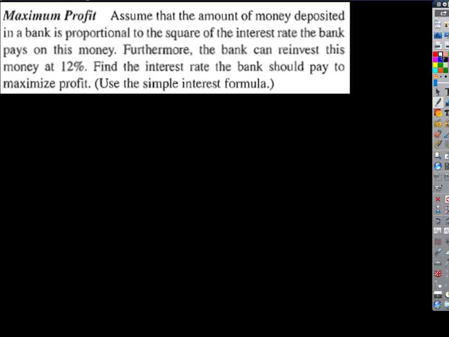So then what's this going to be? Our profit is going to equal what? So the amount deposited in the bank determines how much the bank makes, right? If the bank can reinvest the money that's deposited at 12%, how much money is coming in? What's going to be the revenue? How do we say that? They reinvested at 12%.